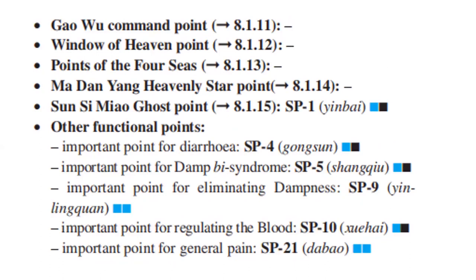Gao Wu command point, window of heaven point, points of the four Cs, Ma Danyang heavenly star point, Sun Si Miao ghost point, Spleen 1. Other functional points: important point for diarrhea, Spleen 4. Important point for damp bi syndrome, Spleen 5. Important point for eliminating dampness, Spleen 9. Important point for regulating the blood, Spleen 10. Important point for general pain, Spleen 21.